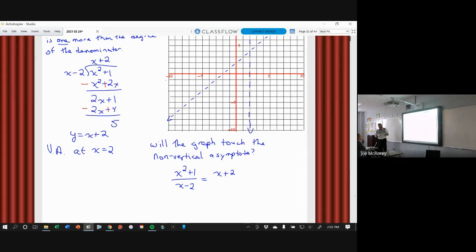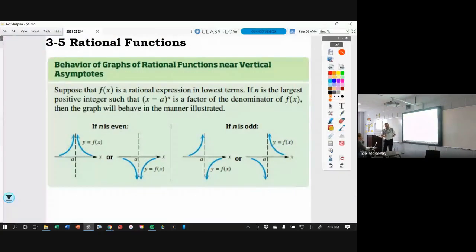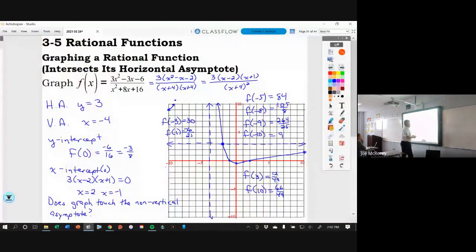This graph here, the horizontal asymptote controlled the end behavior. As it goes to positive infinity, this graph is getting very close to the asymptote. As we go to negative infinity, this graph is coming down, approaching the horizontal. The horizontal or oblique asymptote only controls the end behavior of the graph. Okay?